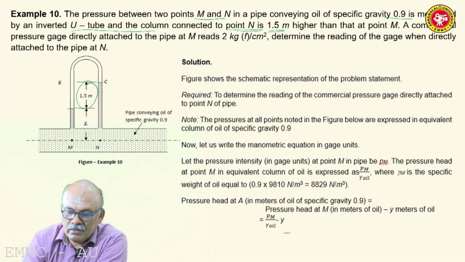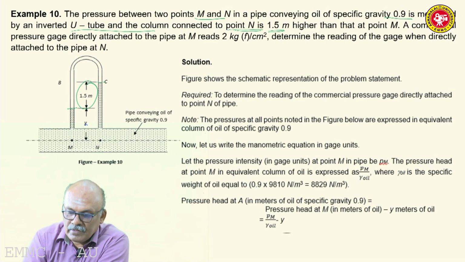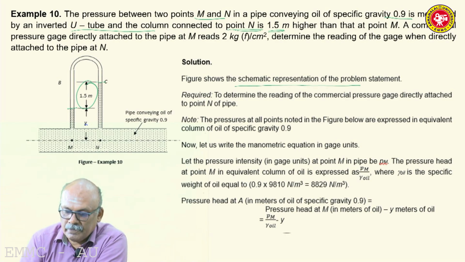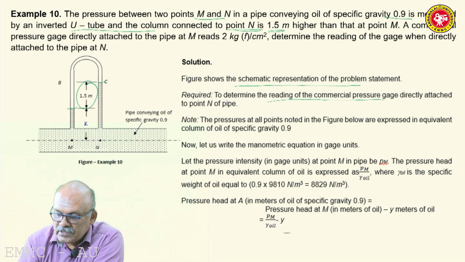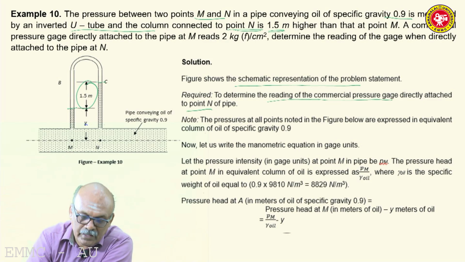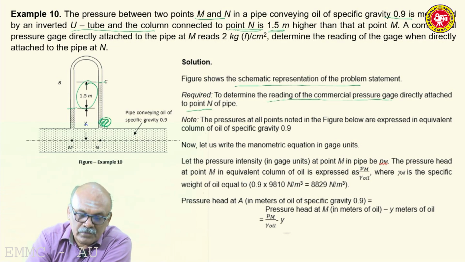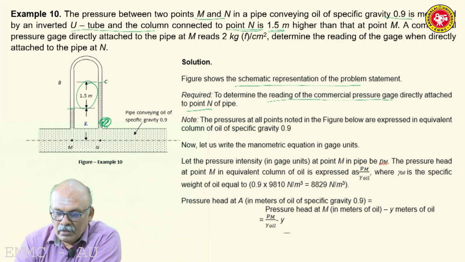So this is the statement given, and we have to draw this sketch. So, schematic representation of the problem statement. What is required? It is required to determine the reading of the commercial pressure gauge when directly attached to the point. So instead of the inverted U-tube manometer, if you have a pressure gauge here at N, what is the reading indicated by this pressure gauge? We have to find out.